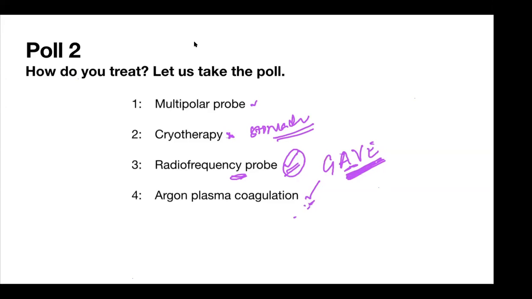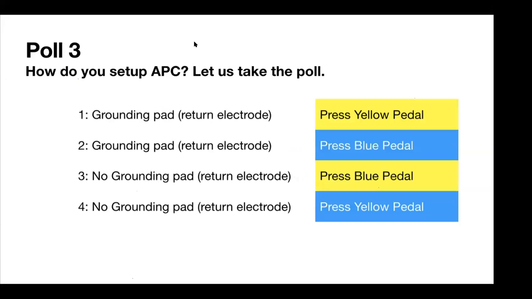All right. So we all agree that we're going to go with argon plasma coagulation. So how do you set up the APC? And what will you ask your nurse or technician to do? Does the patient need a grounding pad or not? And whether you will press on the yellow pedal or on the blue pedal.